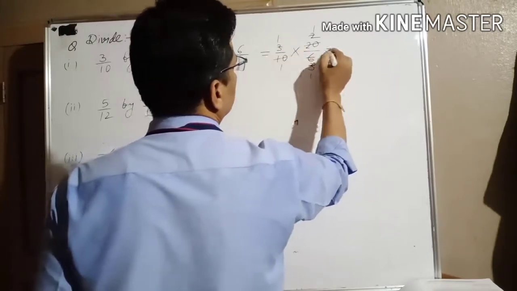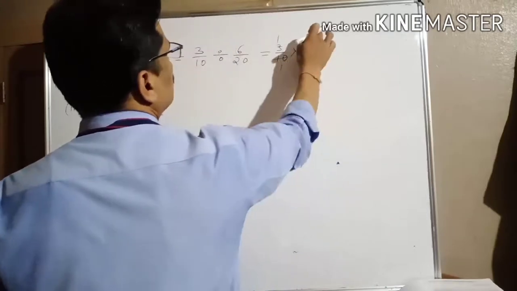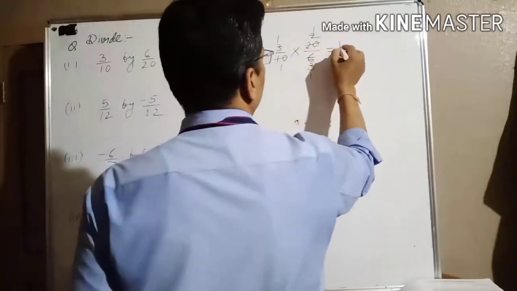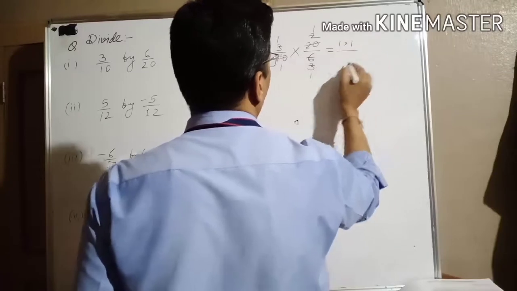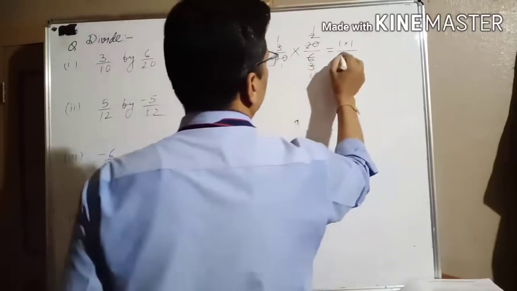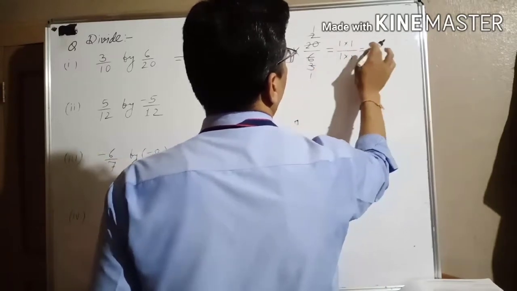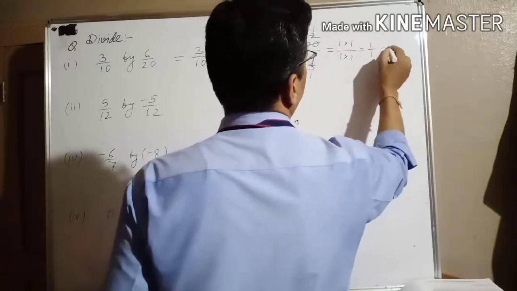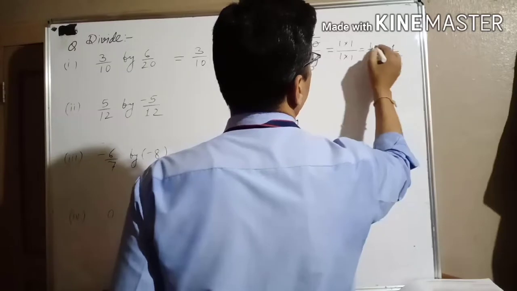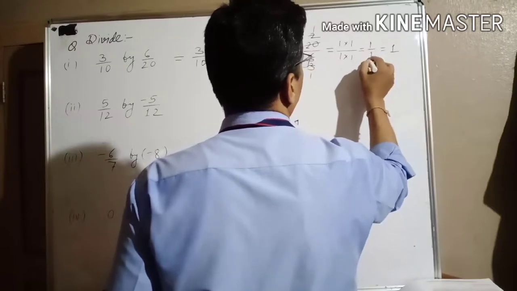What will be left in the numerator? 1 into 1. So we can write here 1 into 1 upon 1 into 1. 1 into 1, so you get 1 upon 1. 1 upon 1 means what? 1. This is our answer.